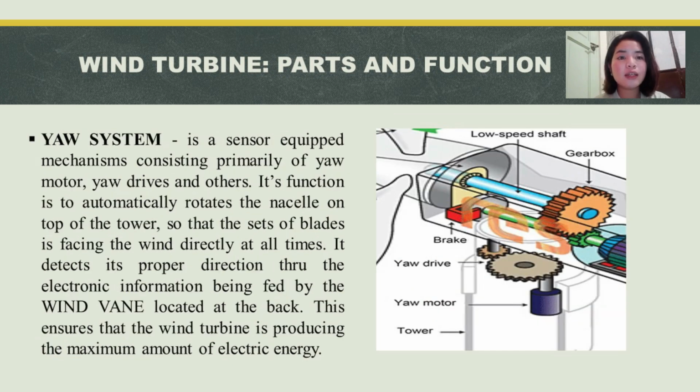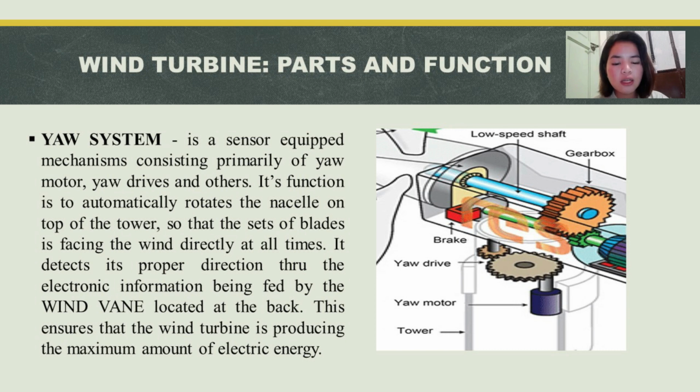And the last one is the yaw system. It is a sensor-equipped mechanism consisting primarily of yaw motor, yaw drives, and others. Its function is to automatically rotate the nacelle on top of the tower so that the set of blades is facing the wind directly at all times. It detects its proper direction through the electronic information being fed by the wind vane located at the back.